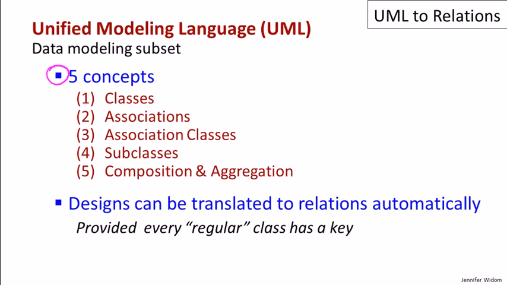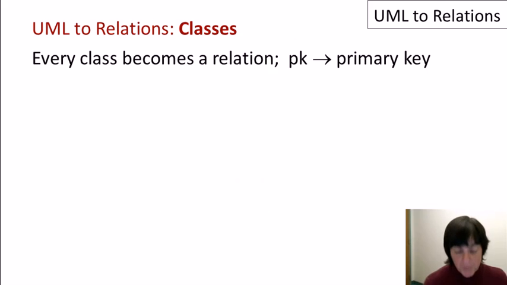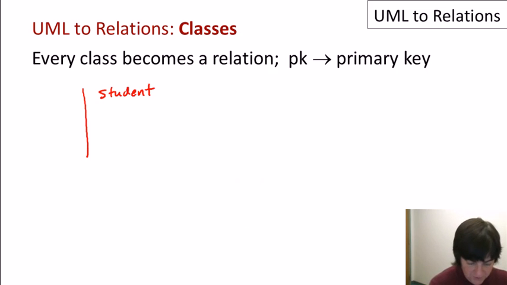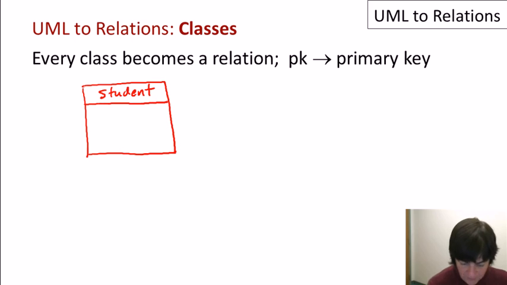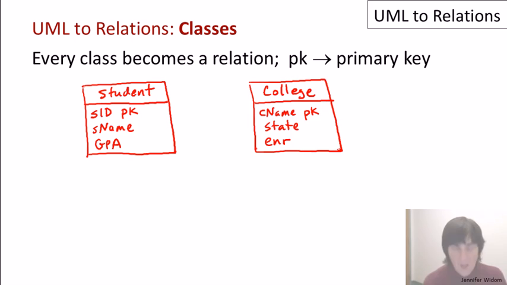So what we're going to do is go through each one of these concepts one at a time and show how the concepts are translated to relations. For our examples, we'll use primarily the same examples that we used in the previous video where we introduced UML. For classes, we'll have a student class and we'll have a college class. Our students have a student ID, which is the primary key, a student name, and a GPA, and our colleges will have a college name, which we'll assume is unique, so that's the primary key, the state, and the enrollment.